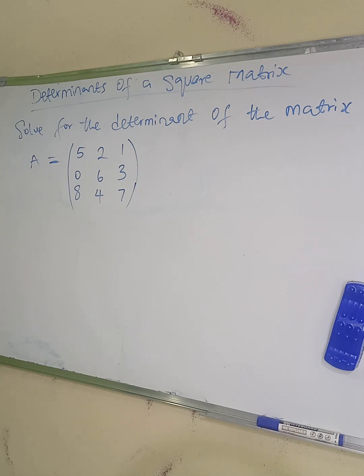For us to proceed, we need to understand the meaning of a square matrix. A square matrix is a matrix that has an equal number of rows and columns. So whenever the number of rows and the number of columns are equal, we say that it's a square matrix. So 2 by 2 is a square matrix, 3 by 3, 4 by 4, 5 by 5, etc. They are all square matrices. So let's look at how to solve this.